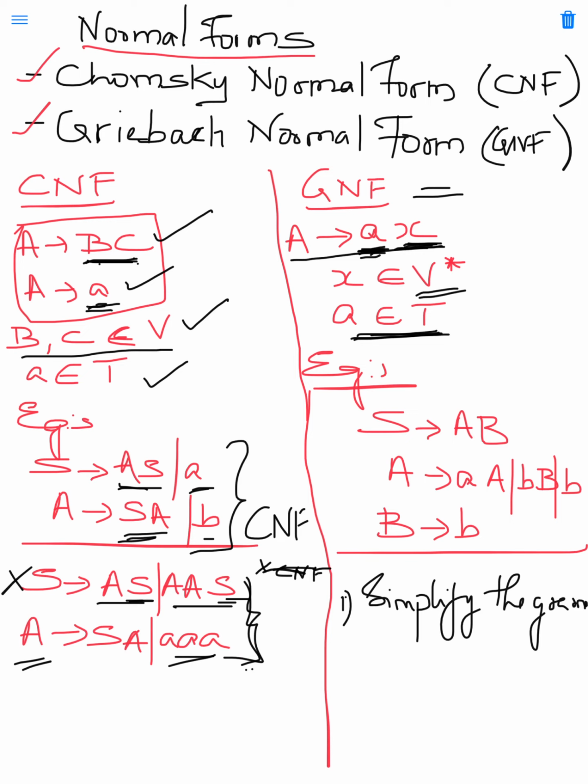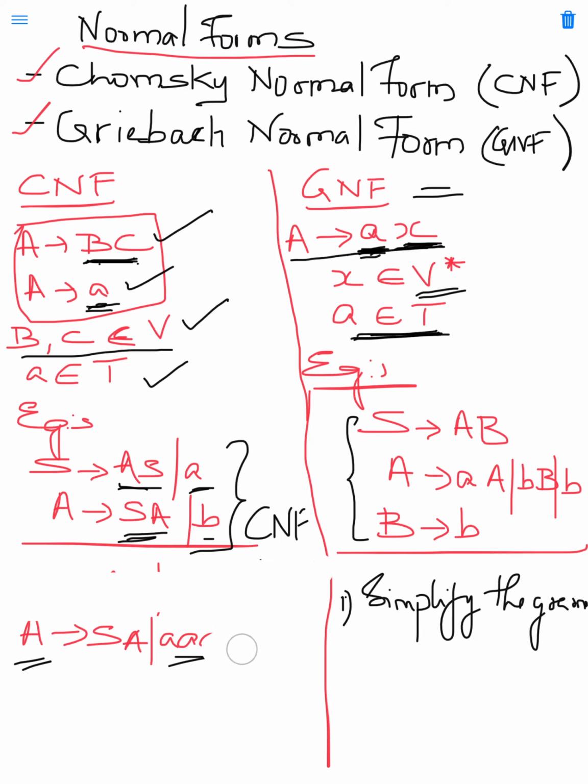Now consider another example, this example. You see, S gives AB. Check whether it is in Chomsky normal form. S gives AB.